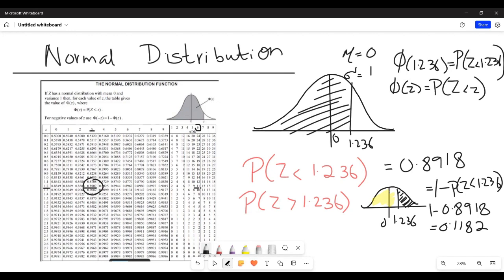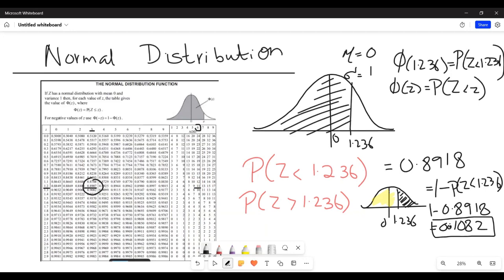Sorry, 0.1082. Okay, I was doing it in my head, then did it with the calculator. So 0.1082 would be the probability that Z is greater than 1.236.